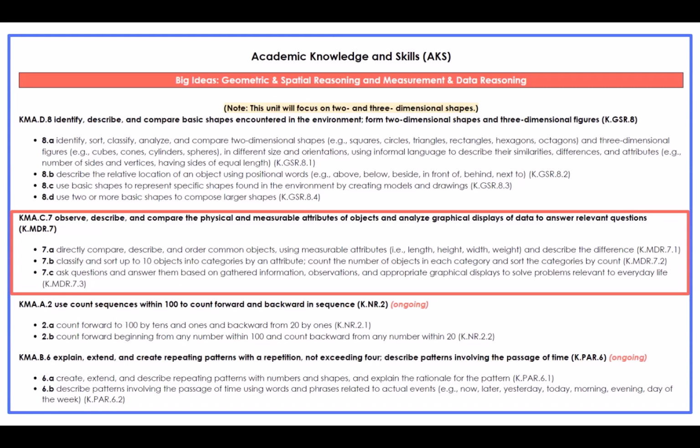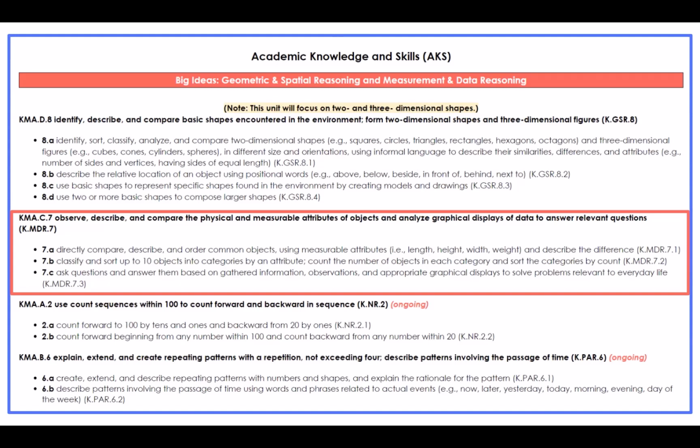After sorting by an attribute, students count the number of objects in each category and then sort the categories by count. We have done work with this IOA in earlier units. We will continue working with this IOA in Unit 4. And for the first time in Unit 4, we will add the portion of the IOA which says we will then sort the categories by count. Still going to work at the concrete level, but that last piece of this IOA will be introduced in Unit 4.